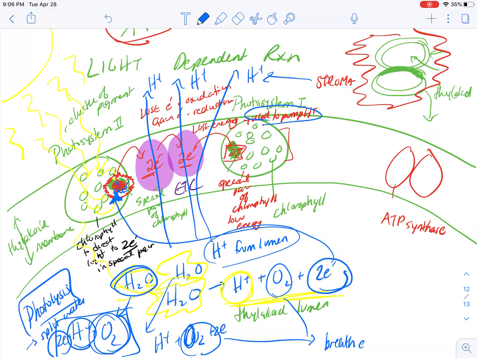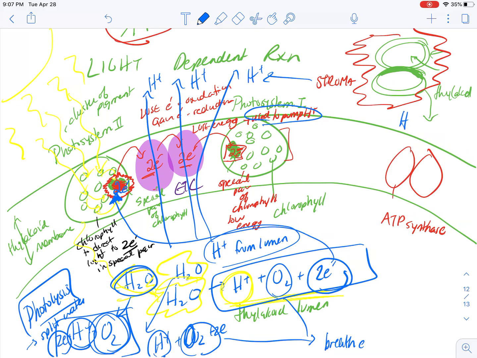This same thing here. When we split water, we get hydrogen, oxygen, and 2 electrons. This is what we get. The hydrogen that we make is pumped into the stroma. The oxygen we breathe in, and the 2 electrons are used to replace the 2 electrons we lost to the electron transport chain.